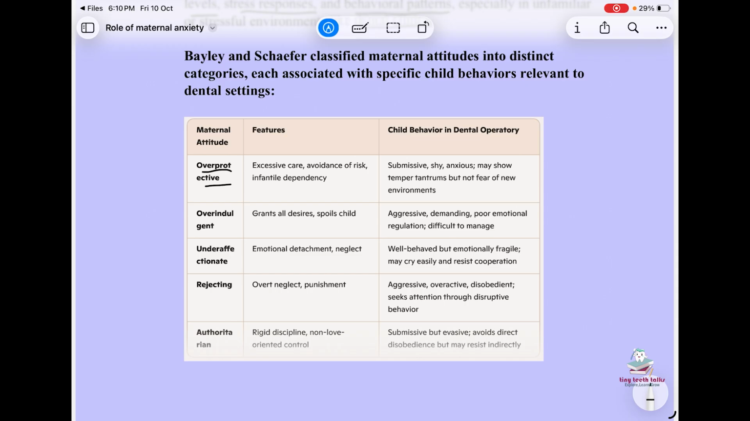If the mother is overindulgent, then she grants all desires, spoils the child. She gives the child whatever they want, a lot of toys, sweets, attention. So the child might show aggressiveness, demanding, poor emotional regulation, and be difficult to manage. Child may be spoiled, demanding, and hard to control. They expect to get their way and get upset easily.